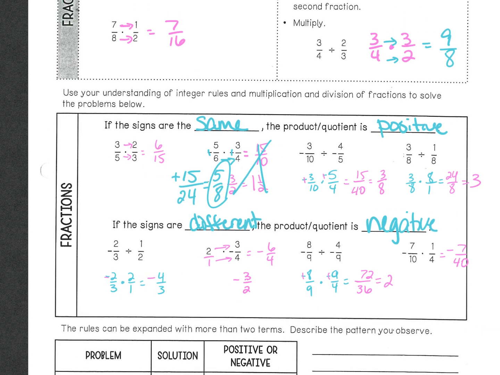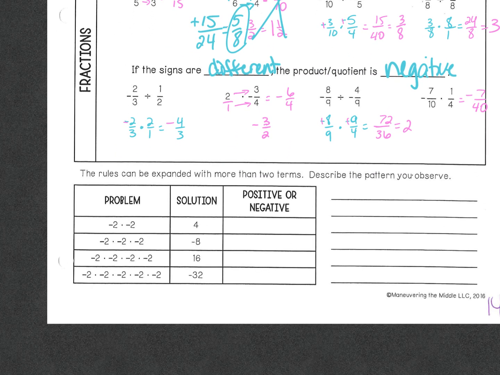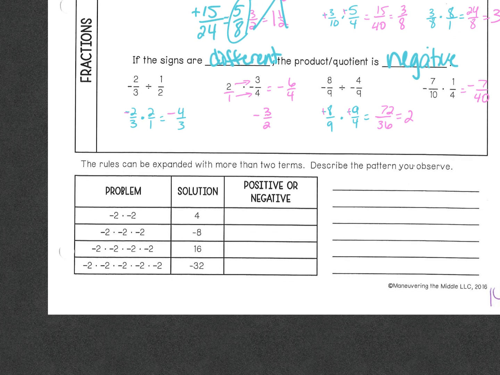All right, let's continue on. Feel free to pause if I went a little too quick there for you. At the bottom here, you're trying to figure out if these are positive and negative. So -2 times -2 makes a +4. Negative, negative, negative makes a -8.